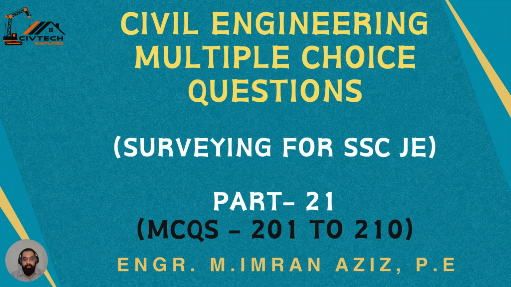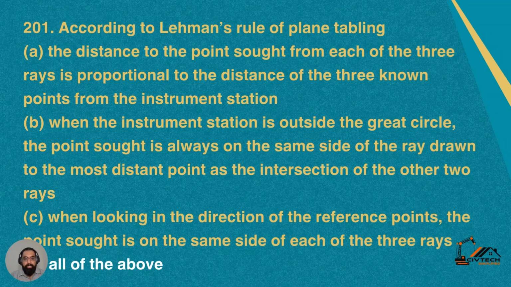सो लेट मी शेयर माय स्क्रीन जहां पे एक प्रेजेंटेशन के थ्रू फर्दर आपके साथ ये क्वेश्चंस डिस्कस किए जाएंगे। सर्वेइंग फॉर SSC JE पार्ट 21 में आज हम डिस्कस करेंगे क्वेश्चन नंबर 201 टू 210। इसमें क्वेश्चन नंबर 201 says that according to Lehmann's rule of plane tabling, option A, the distance to the point sought from each of the three rays is proportional to the distance of the three known points from the instrument station.